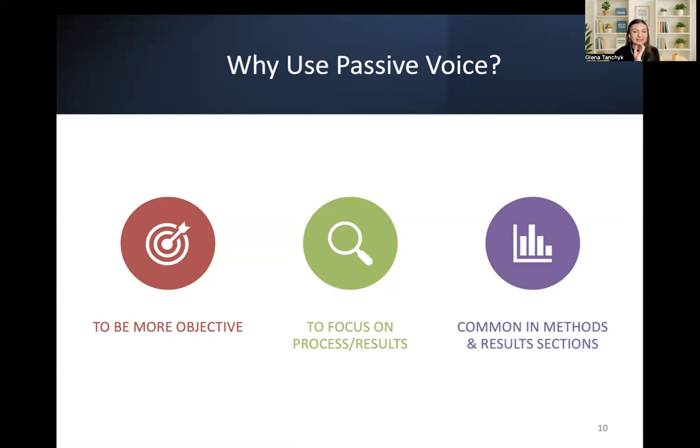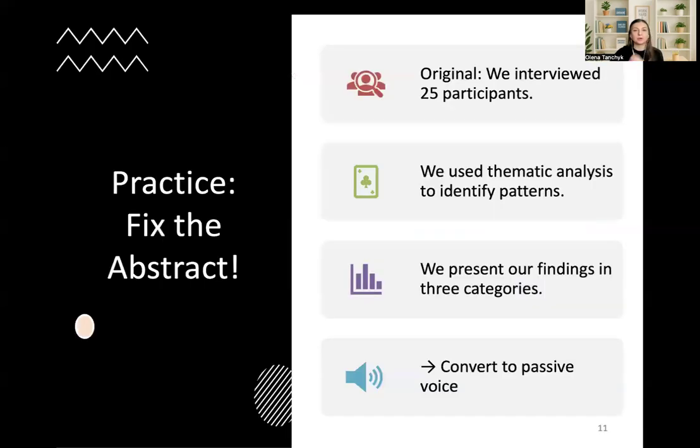Exactly, Oksana. So to be more objective, as I have already mentioned, to focus on results. And this is typical and common in academic writing, okay? So here's a quick challenge for us. You can see 3 sentences, and let's convert these sentences into passive voice, okay? Please pay attention to the verb, because you need to identify the tense, okay?